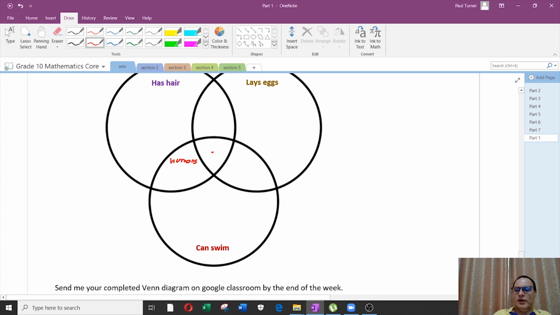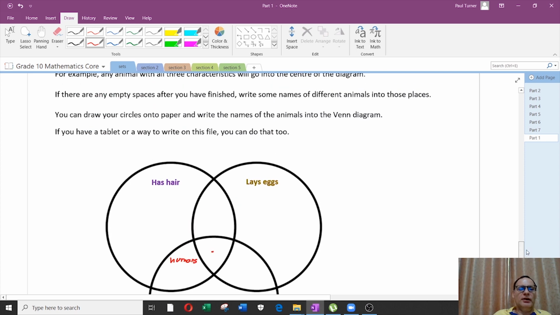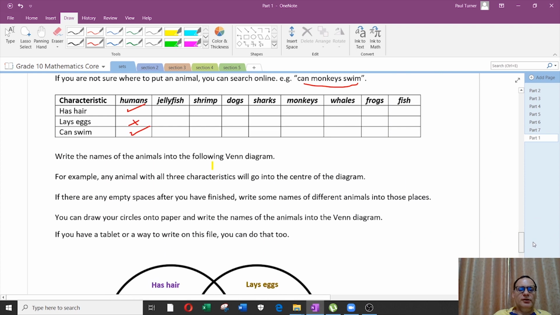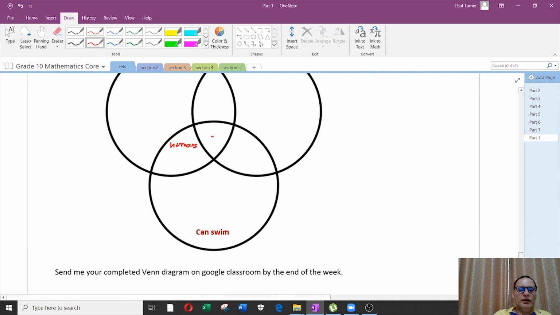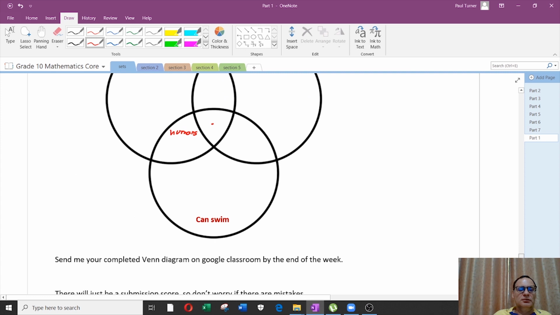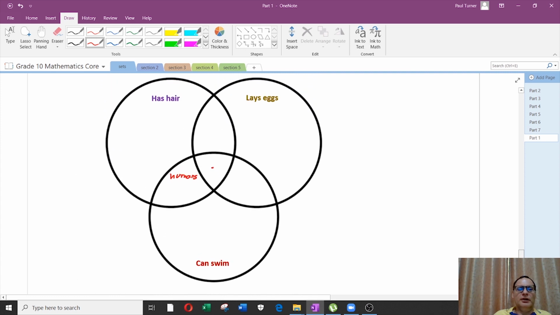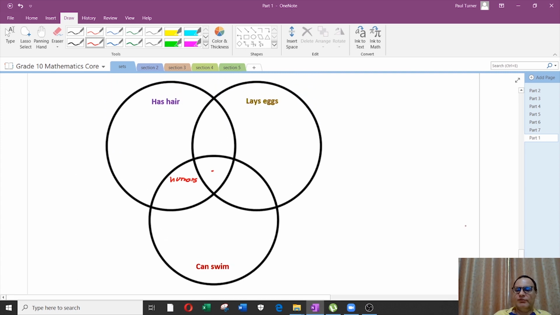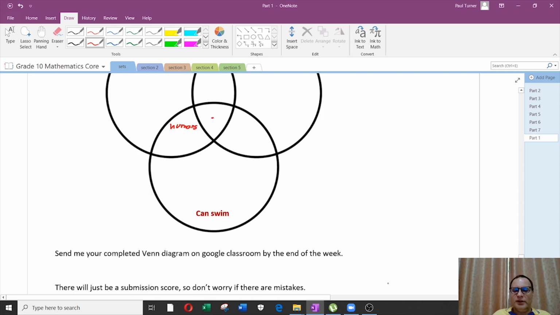Okay, so what you should do is fill in the diagram, tick the boxes, fill in the Venn diagram, and you can give me that on Google Classroom in a few days. Okay, so have a think about it, and then if you have any questions, you can send a message online.